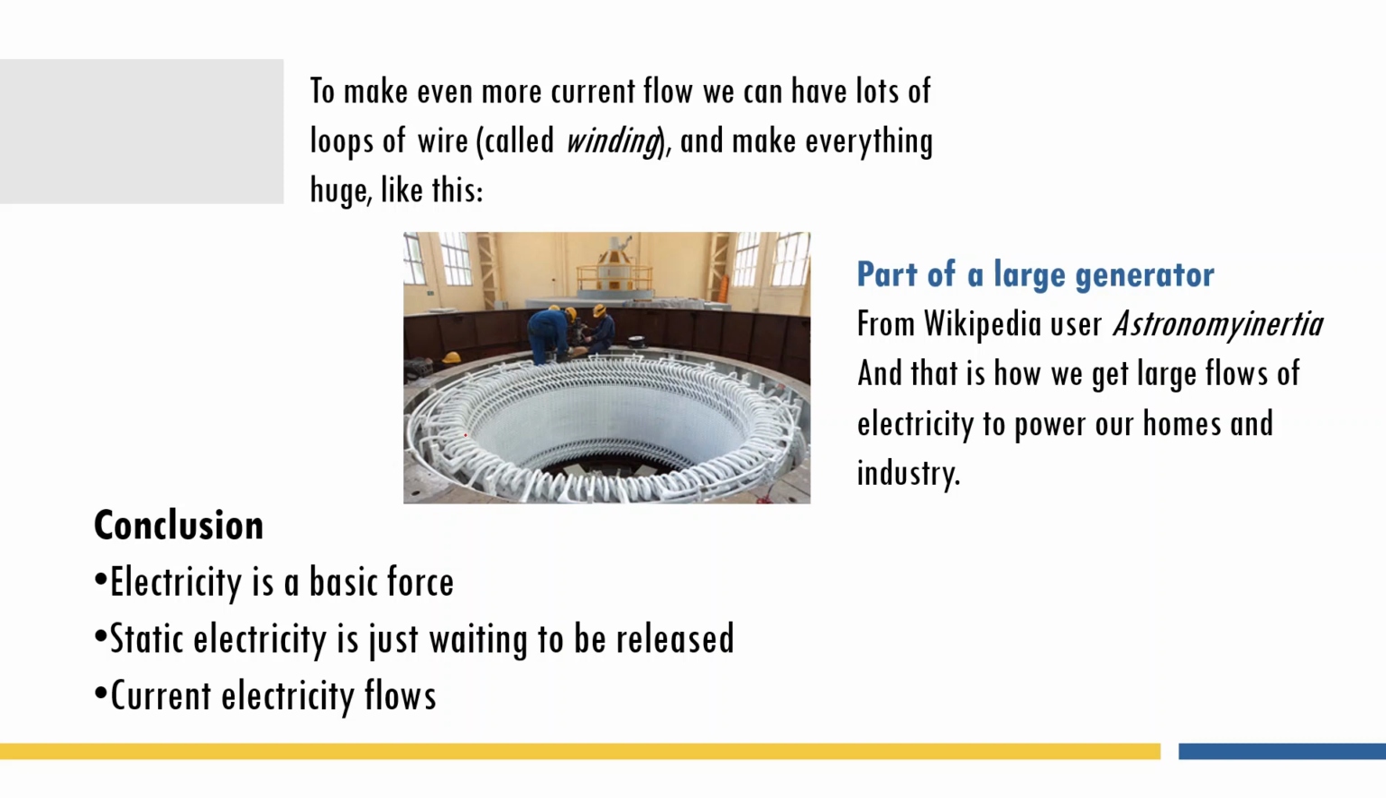So inside here, it has magnets in it, and then we use the wire winding across the magnetic fields and make the electricity flow. Okay, so this is just the basic idea of how we make electricity.